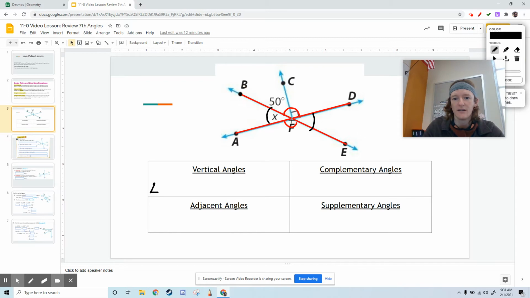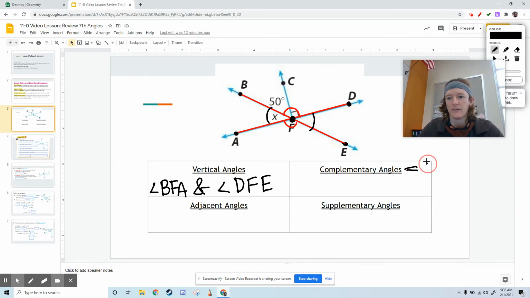Angle BFA. So your angles are going to have three letters. Angle BFA, and the opposite one will be DFE. And angle DFE. Notice that they have the same middle vertex, the same middle point, because that's where they intersect each other, right there in the middle. Complementary angles, these are two that add up to 90.